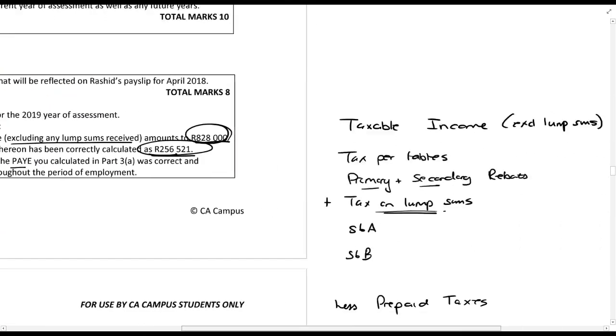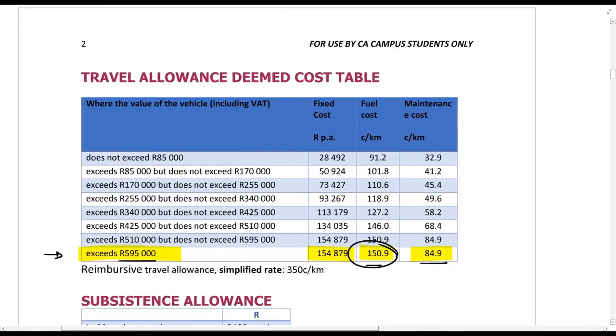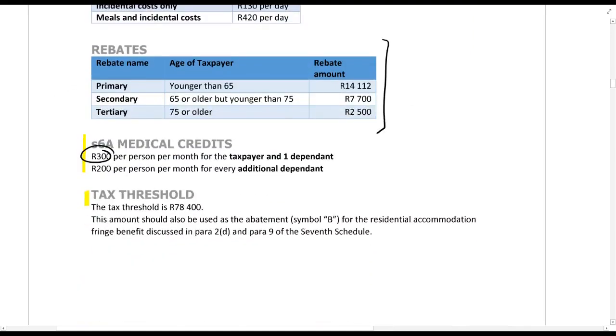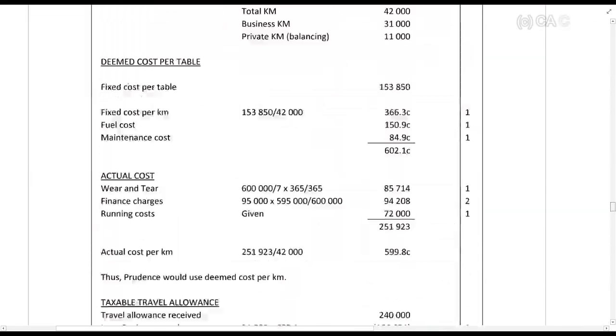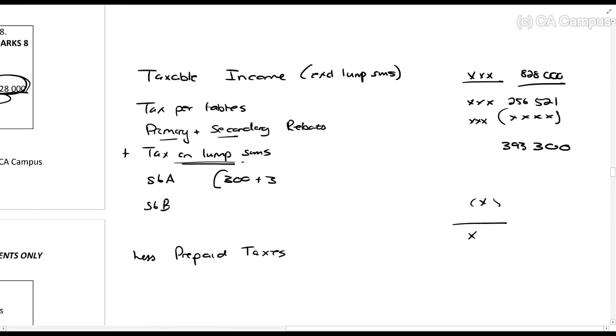Now that 393,300, so remember I've just been doing it roughly here because you guys don't have the proper solution, but that 393,300 now goes into my taxable income there. The section 6A over here, you must go and use the correct 6A figures, guys. Again, in mine, I've just used my own, which I've said is 300 rands per person, for the taxpayer and the first dependent. It's the same concept, works exactly the same, it's just the figure that is different. And we know in this case there's 2 people, so times 12 gives us 7,200.